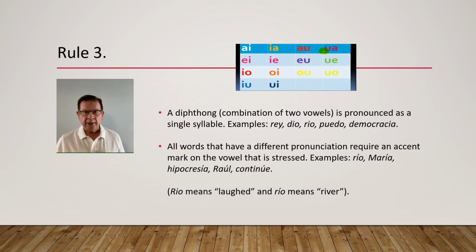Rule number three, a diphthong, that is a combination of two vowels, is pronounced as a single syllable. Examples, rey, dio, río, puedo, democracia. All words that have a different pronunciation require an accent mark on the vowel that is stressed. Examples, río, María, hipocresía, Raúl, continúe. Rio means laughed, and río means river.